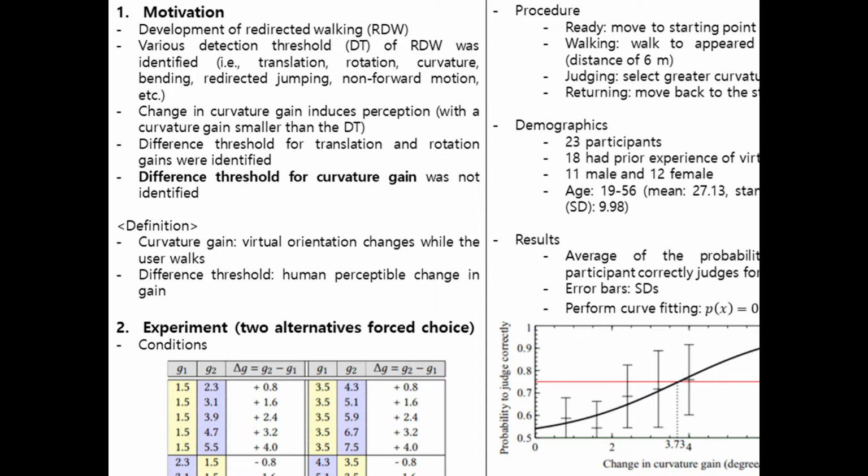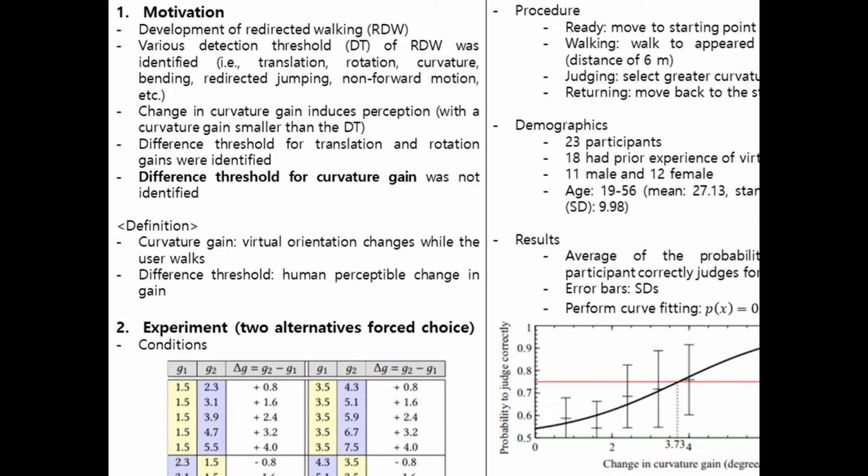Since redirected walking was first proposed, many methodologies have been developed. In addition, many studies have been conducted to find a detection threshold related to this. These include translation, rotation, curvature, and bending gain, as well as detection thresholds for redirected jumping and non-forward motion.